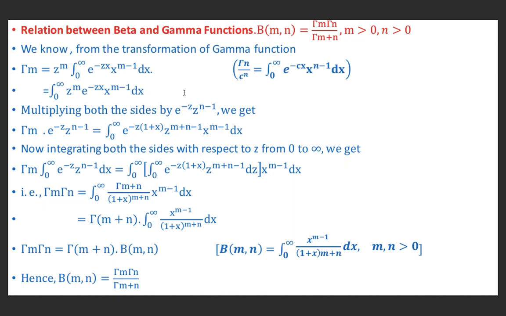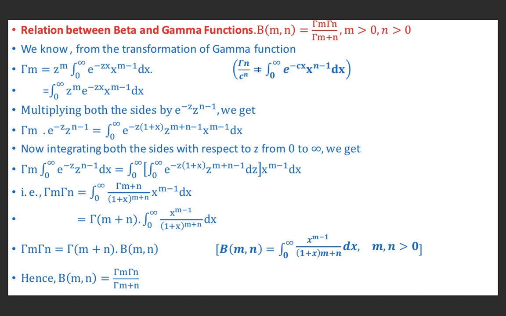We know that gamma n upon c raised to n is equal to the integral from 0 to infinity of e raised to minus cx x raised to n minus 1 dx. This result we have proved in the previous slide. If in this result we replace n by m and c by z, it will become gamma m upon z raised to m equals the integral from 0 to infinity of e raised to minus zx x raised to m minus 1 dx. We have replaced c by z and n by m.